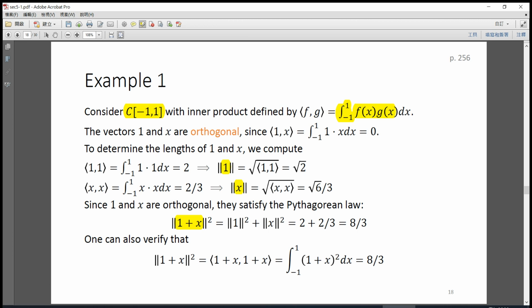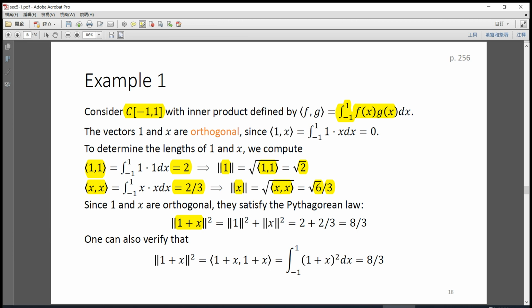The norm of 1 equals the square root of the inner product of 1 and itself. The inner product of 1 and itself is 2, and therefore the norm of 1 is the square root of 2. The norm of x equals the square root of the inner product of x and itself. And the inner product of x and itself equals 2/3, and therefore the norm of x equals the square root of 6 divided by 3.